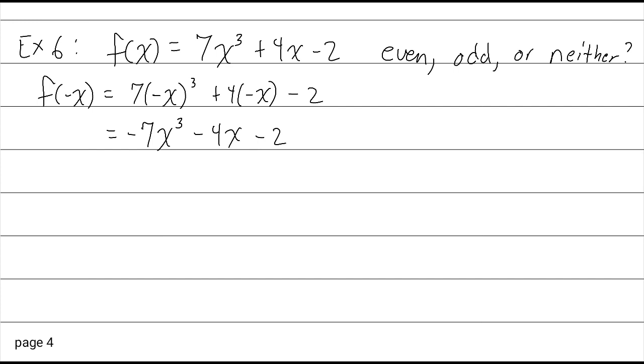In other words, you could have written it as negative times the original, right? If that were the case, then it would be odd. But since that is not the case, since this 2 did not change its sign, it stayed the same, although it's almost odd, it is neither even nor odd. All right, so that's section 2.4.